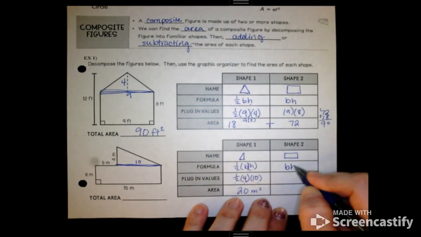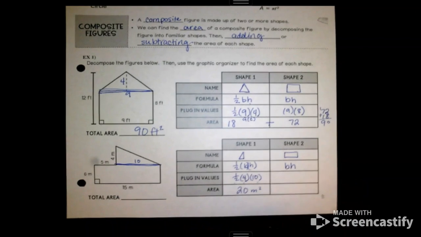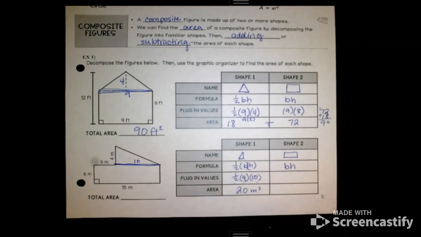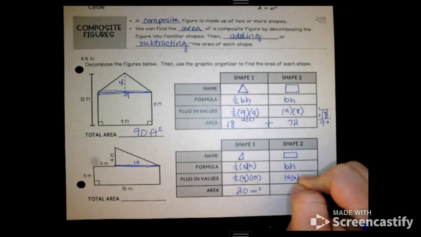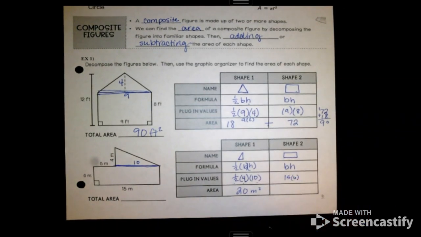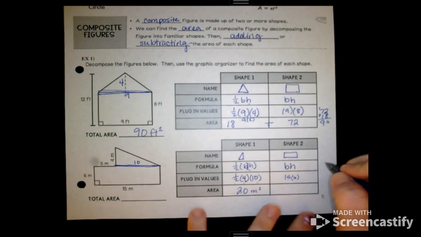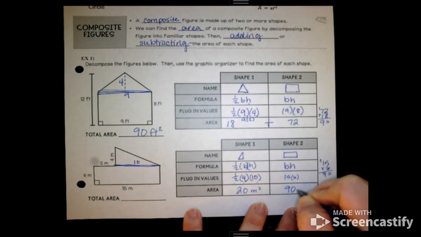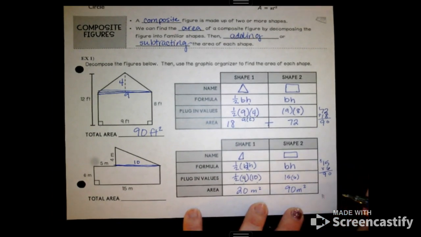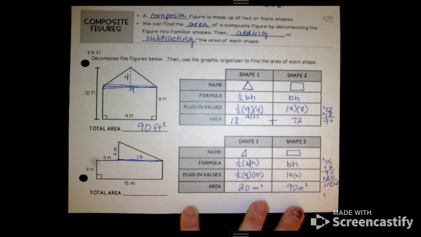All right, so I have base and height of a rectangle. What is my base and height? 15. All right. 15 times 6. Adam. 110 meters squared.